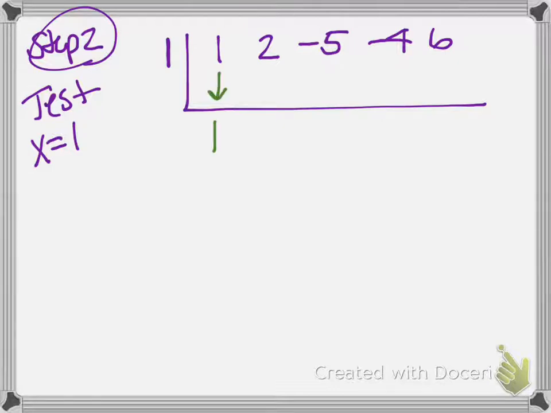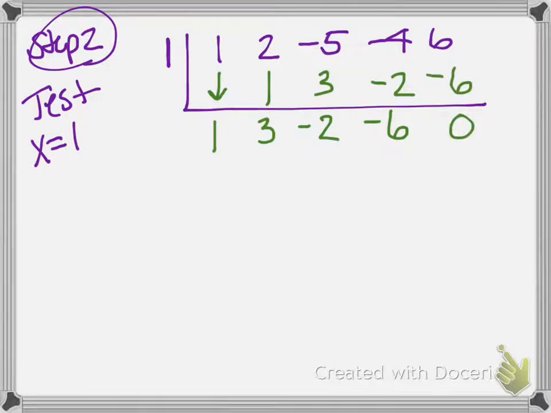So we bring this down. 1 times 1 is 1. 2 plus 1 is 3. 1 times 3 is 3. -5 plus 3 is -2. -2 times 1 is -2. -4 plus -2 is -6. -6 times 1 is -6. And that gives me 0.